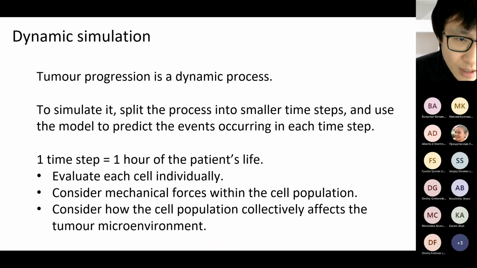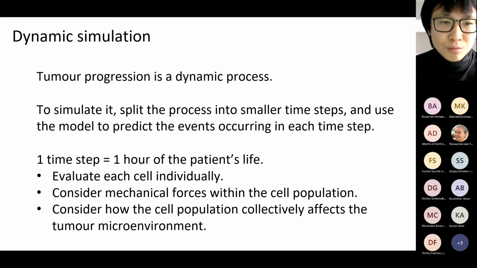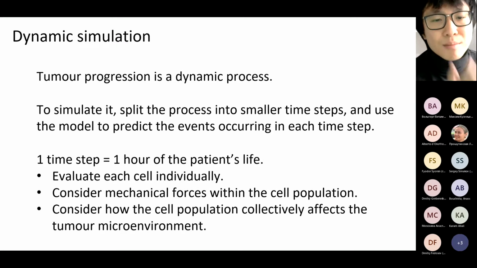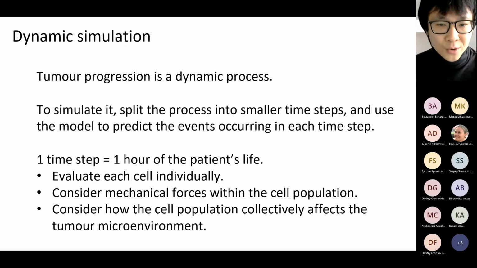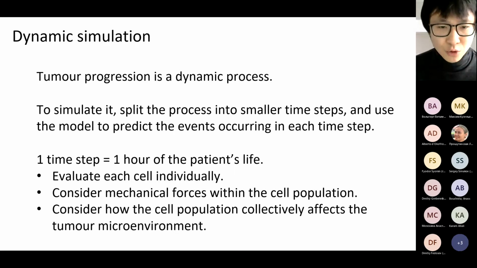Tumor progression is a dynamic process. To simulate this process, I split it into smaller time steps, and I used the model I just showed you to predict the events occurring in each time step. In my model, each time step is 1 hour of the patient's life. And during this time step, I use the model to do the following sequentially. I look at each cell individually, update its attributes, let it grow, let it die. Then I resolve the overlap using the mechanical model. And finally, I consider all the cells collectively as a population, and on that basis, modify the tumor microenvironment, such as consuming oxygen.